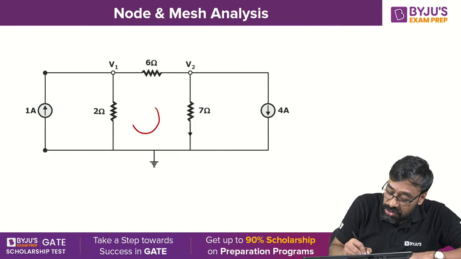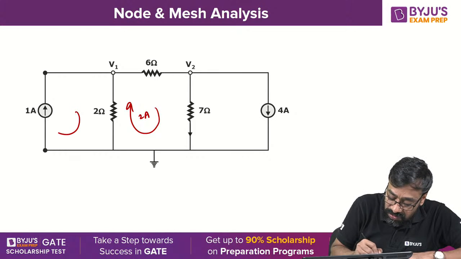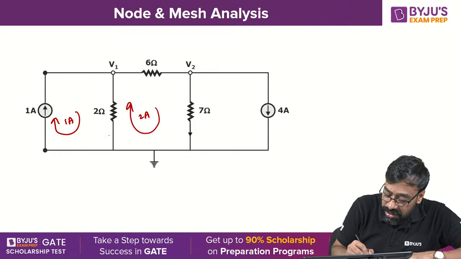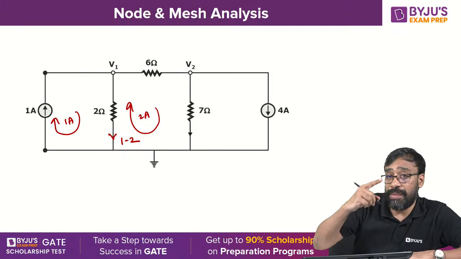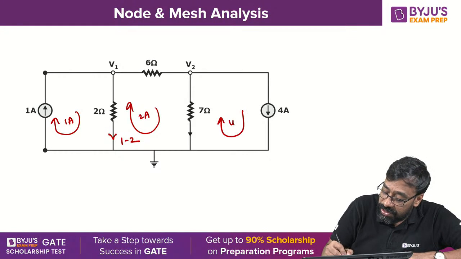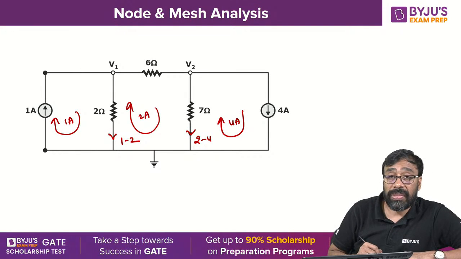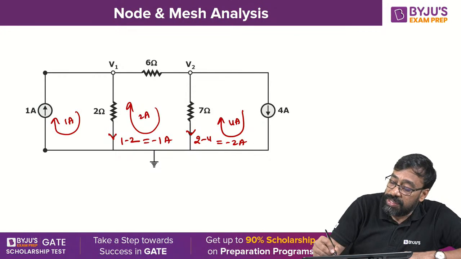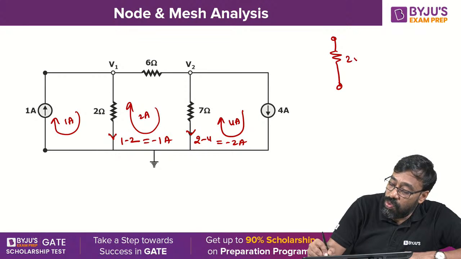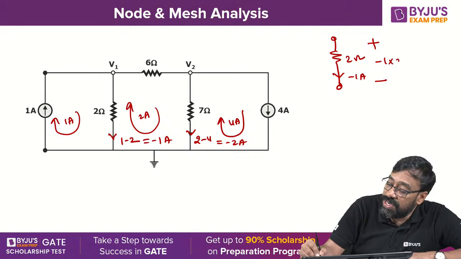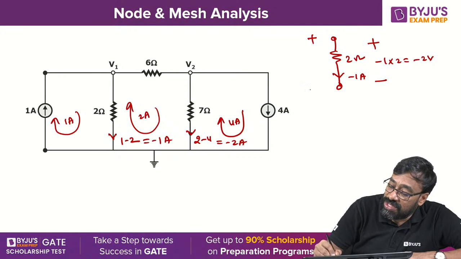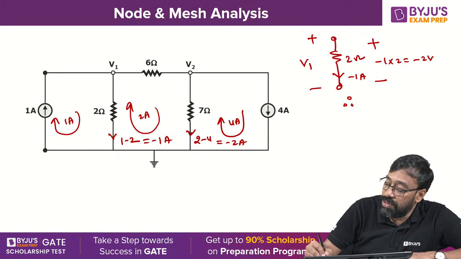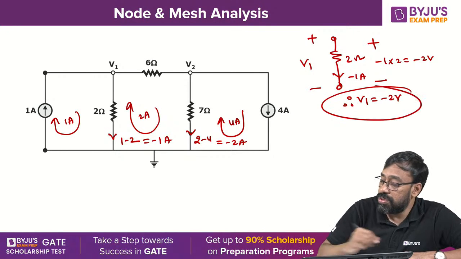Now, when I3 is 2 amperes and this is 1 ampere, what is the current flowing here? 1 minus 2 downward, or 2 minus 1 upward. This is 4 ampere, this is 2 ampere, then 2 minus 4 is downward direction. This current is minus 1 ampere, and this is minus 2 ampere. The current flowing through the 2 ohm is minus 1 ampere, with polarities plus minus, so minus 1 into 2 is minus 2 volts. V1 is also plus minus V1. Therefore, V1 is equal to minus 2 volts.